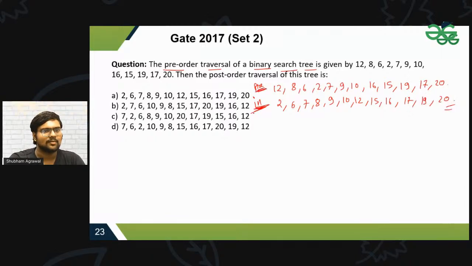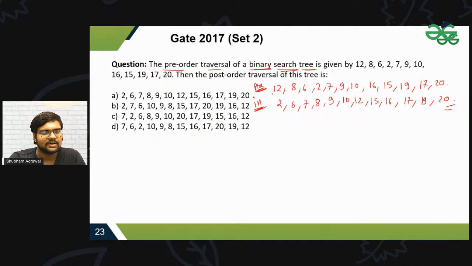So how have we computed the in order traversal? Because we know that it is a BST, the in order traversal will be in sorted order. So we just sorted this list. Now let's draw the tree.